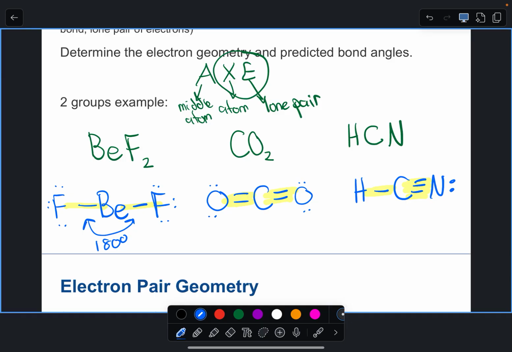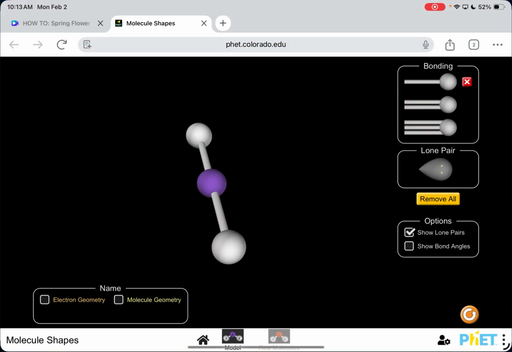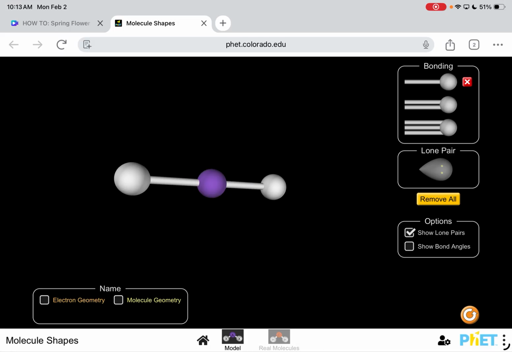Okay, let's look at this in the simulation just to see how the simulation works. So there's beryllium, purple, 2 fluorines in the white. They're in a straight line. Fascinating. Okay, if I change one of those bonds, so you'll notice down here, this says model and real molecules.